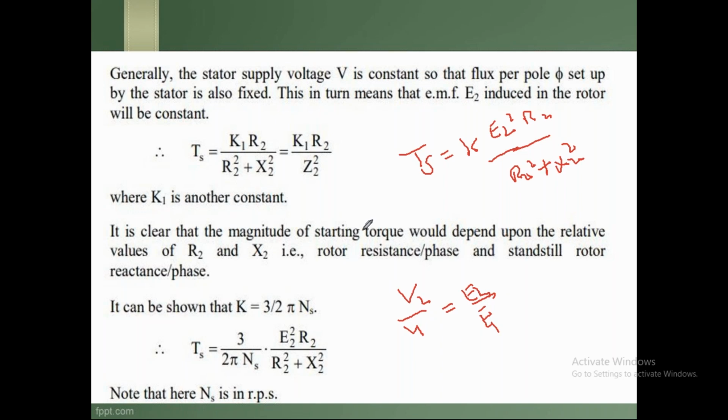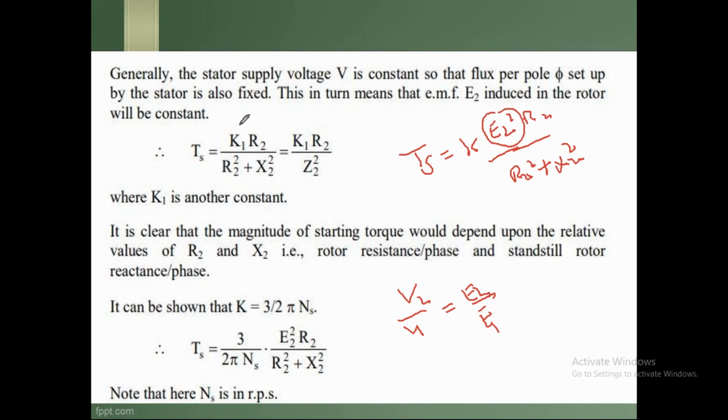Similarly, in a three-phase induction motor also, whatever voltage we apply to the stator, the same EMF will be induced here. So V is constant, so the flux per pole set up by the stator is also fixed. This means the EMF induced in the rotor will be constant. That's why we eliminate the term E2, because it is a constant value. And we can again rewrite the starting torque equation. Ts is equal to K1 R2 divided by R2 square plus X2 square.